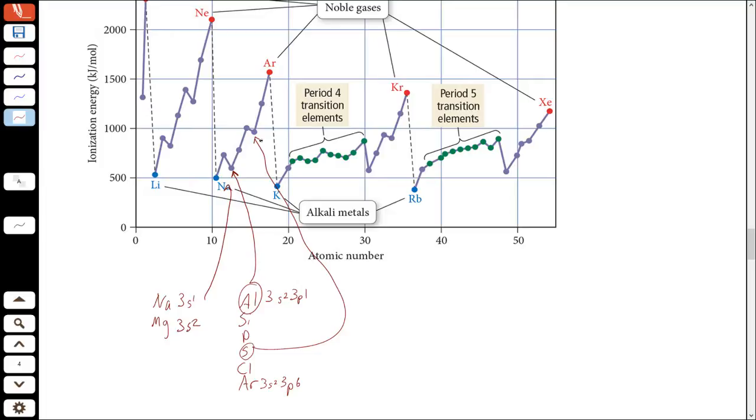Yeah, and so you can see the same pattern happening row after row after row, and that's how we can explain it, by thinking about which electrons are being ionized and what does that do energy-wise. Does it make it a more stable situation, a less stable situation, and so on.